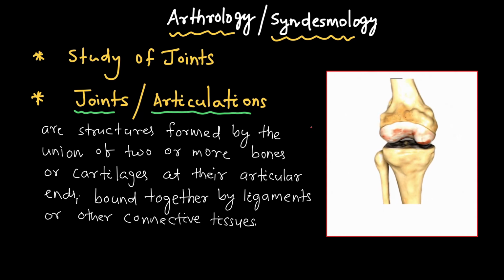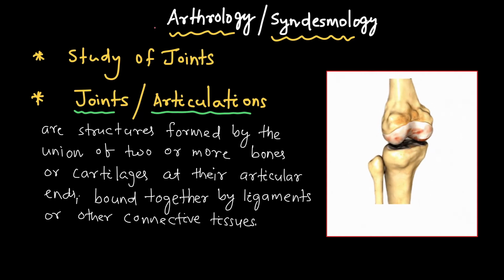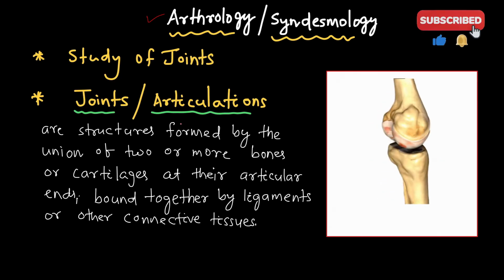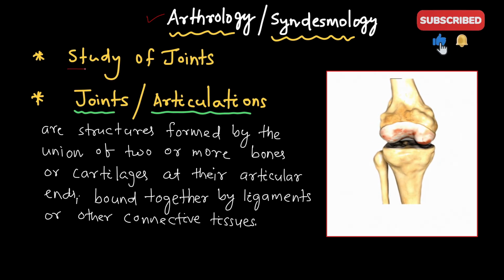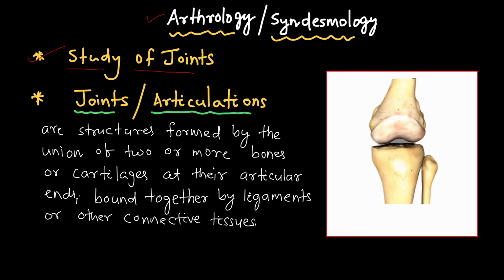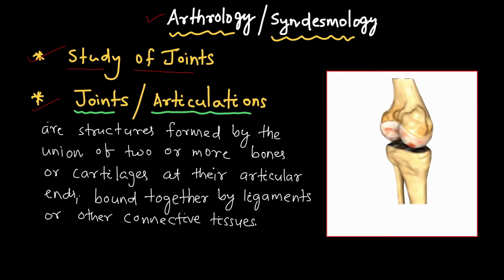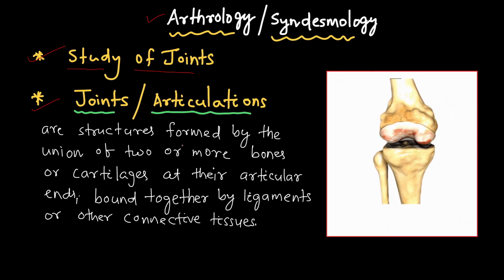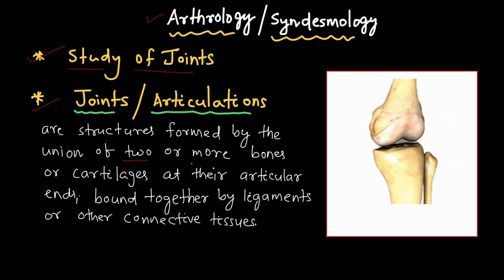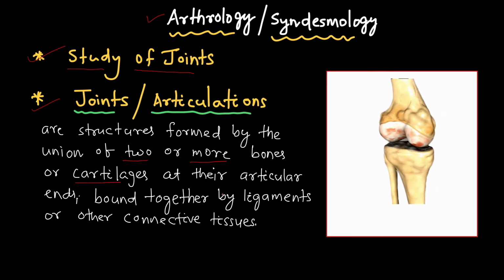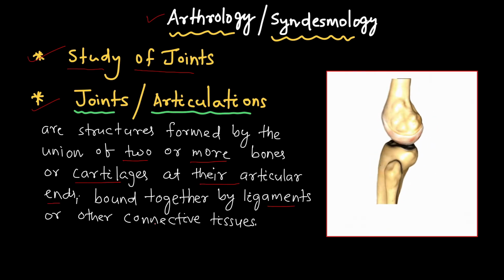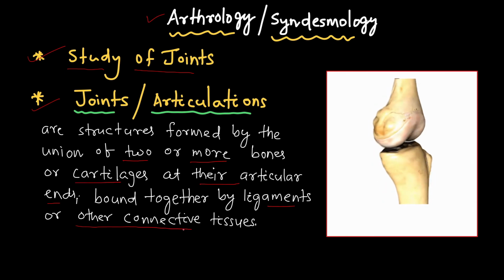So today we'll start arthrology. Arthrology or syndesmology is the branch of anatomy that deals with the study of joints. So simply, study of joints is arthrology. What do you mean by joints or articulations? These are the structures formed by union of two or more bones or cartilages at the articular ends, bound together by ligaments or other connective tissue.